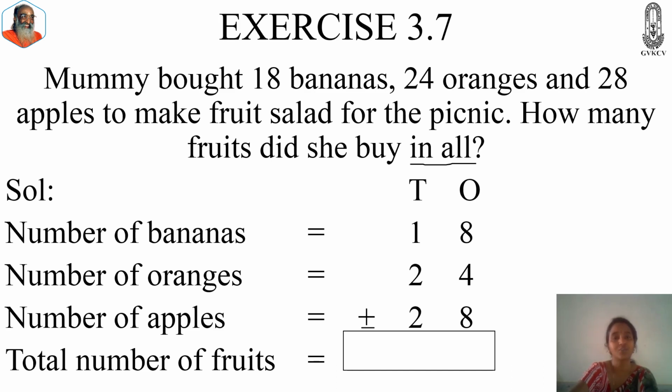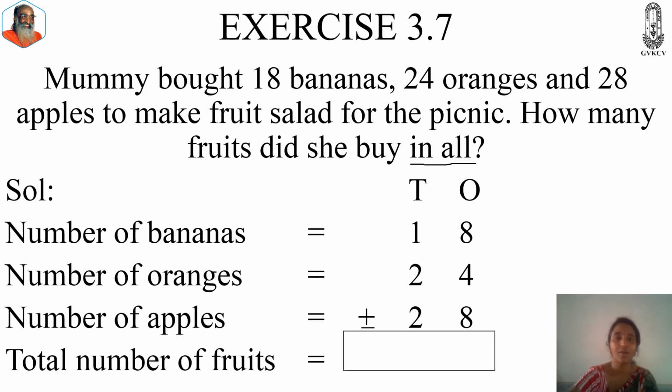So what is the question? Let me go through the question. Mummy bought 18 bananas, 24 oranges and 28 apples to make fruit salad for the picnic. How many fruits did she buy in all? Now the solution is, first write tens and ones. How many bananas did mummy buy? 18, right?